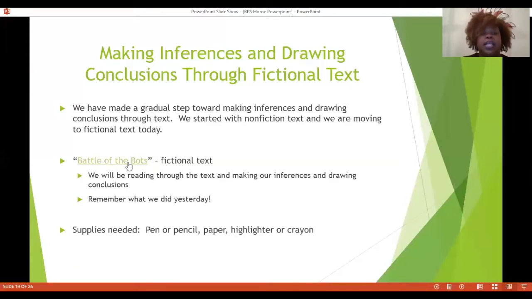So let's go ahead and look at our text for the day, Battle of the Bots. First of all, what do we think that means? Just like we did yesterday, Battle of the Bots. I'm going to highlight that because that is our title, and it makes you think. I think of Transformers, robots, some kind of big epic battle. I think of the movie Transformers, but let's go ahead and read and see where this goes.